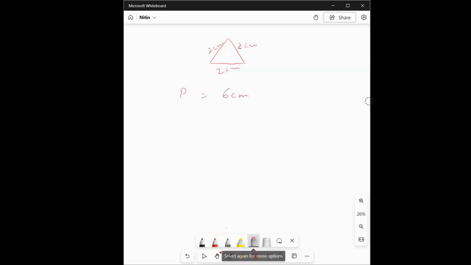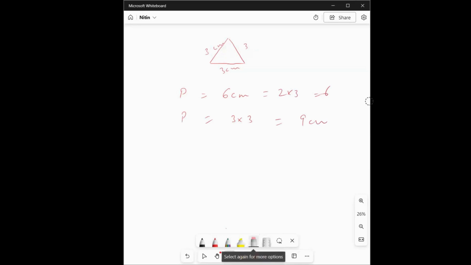Now if I change it, it is not 2 centimeters. Suppose this is 3 centimeters. In this case, the perimeter would be equal to 9: 3 plus 3 plus 3. Here you got 2 times 3, so you got 6. Here 3 times 3, you got 9 centimeters, whatever the unit is given to you.